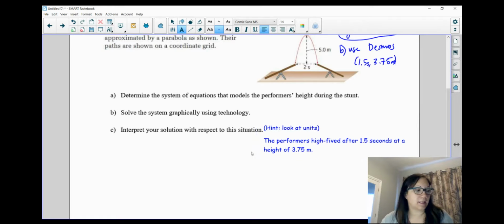Okay, so that takes us to the end of our first section of 8.1 on systems of equations. So today we solved by graphing using technology like Desmos. In our next section, we're going to solve algebraically, and there's a few different ways we can do that.